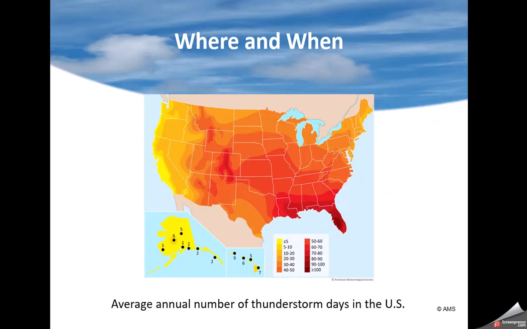Now, here's a map. Where do thunderstorms typically occur? You can see a large quantity of thunderstorms in the south, especially the southeast, and especially over Florida. But they even occur all the way up in Alaska. And notice, Hawaii gets hardly any.